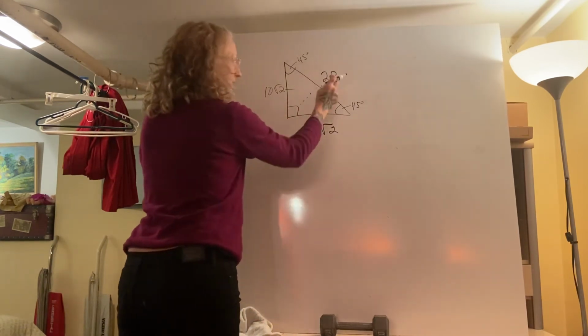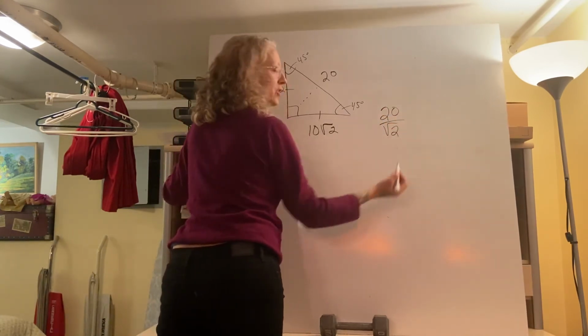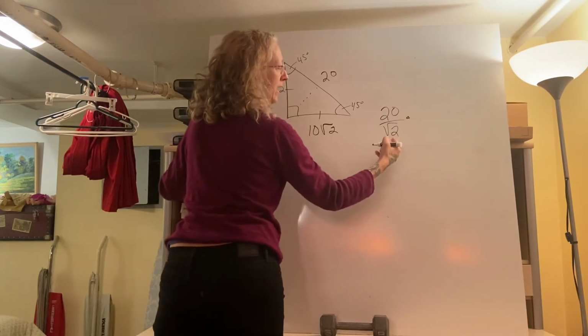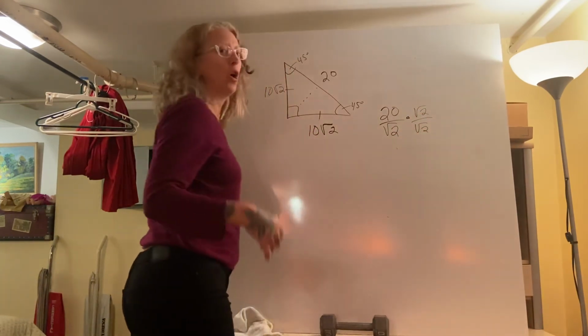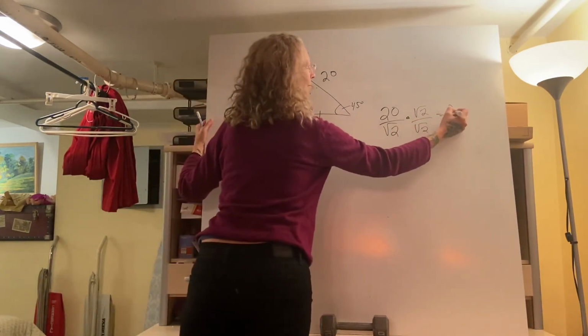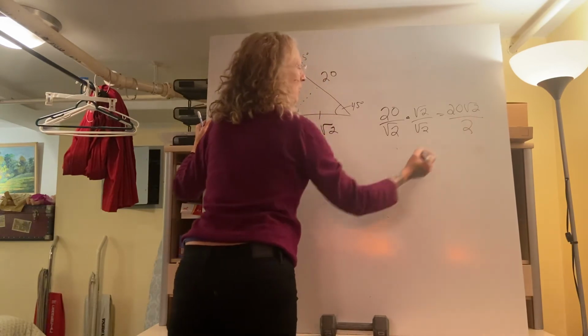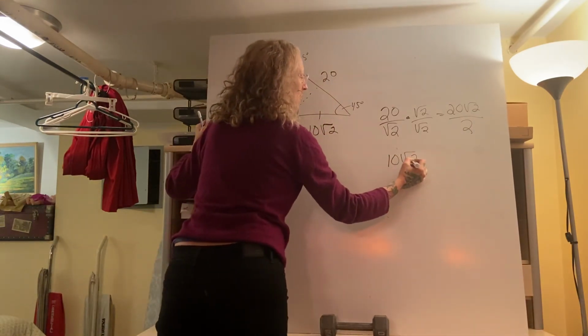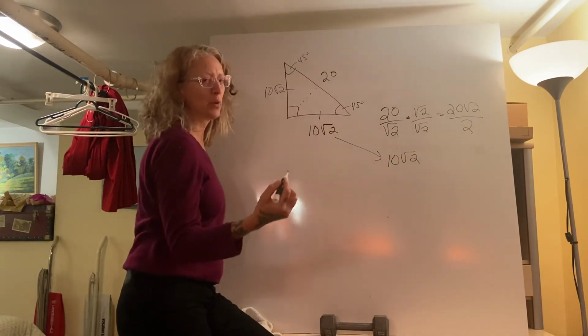So again, this works because 20 divided by the square root of 2, to get the radical out of the bottom, you multiply it by square root of 2 over square root of 2. You get 20 square root of 2 divided by 2, which gives you 10 square root of 2. So that's how you deal with square root of 2.